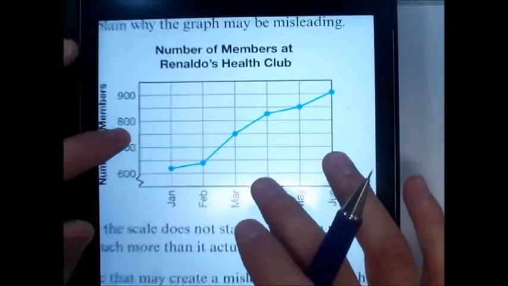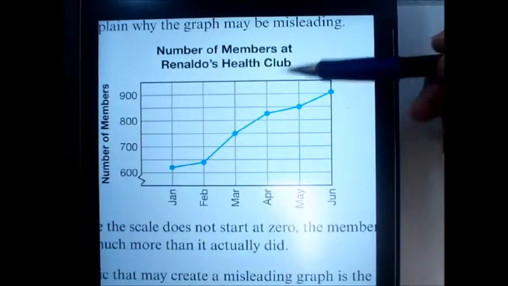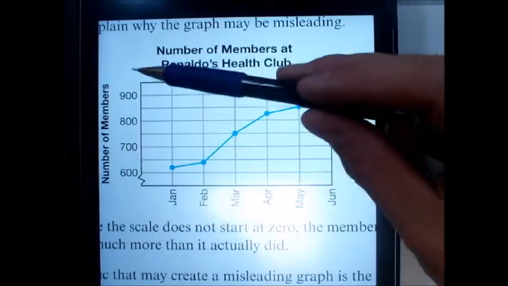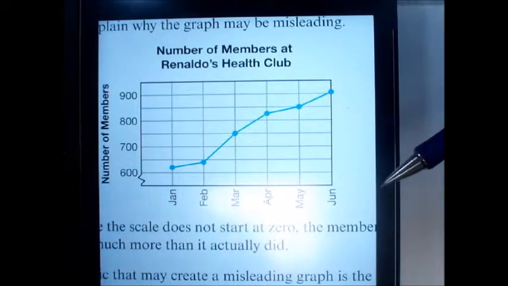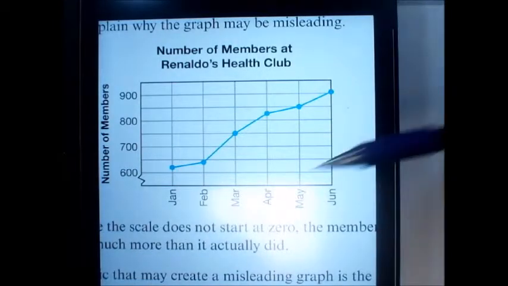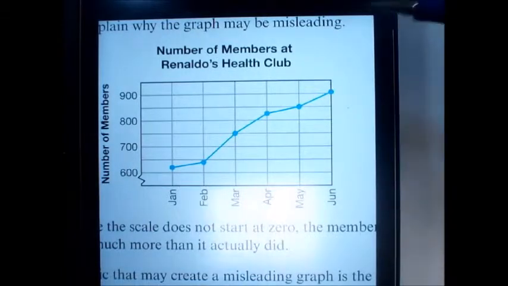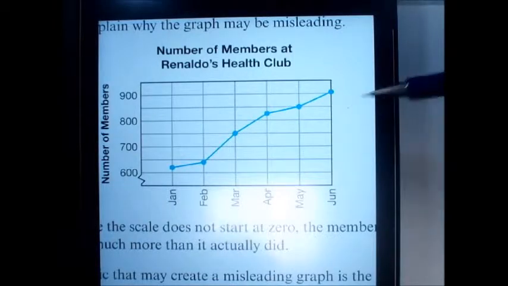So here's our graph. It's the number of members at Ronaldo's Health Club, and over here on the left side we're noticing our titles. It's number of members, so they have the number of members with interval 100. Over here at the bottom they have the time frames going by month from January all the way to June. Why might this data be misleading? It doesn't start at 0.